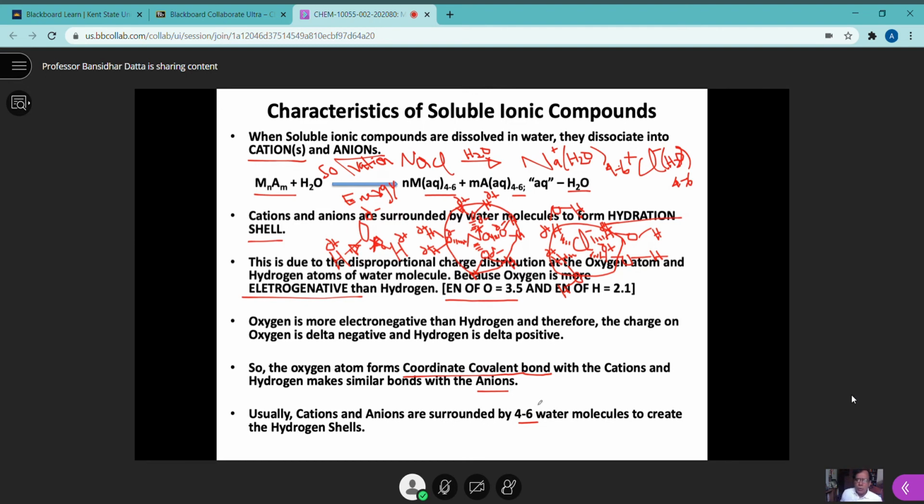So now, so far what you got? Ionic compounds, once you add them to the water, they split into cations and anions. And because water provides a solvation energy, cations are surrounded by the water molecules. Anions are also surrounded by the water molecules. And the direction of the oxygen or hydrogen depends on the cations or anions. And they create the solvation and they create the hydration shell. And this is due to the polarity or dipole of the water molecule.